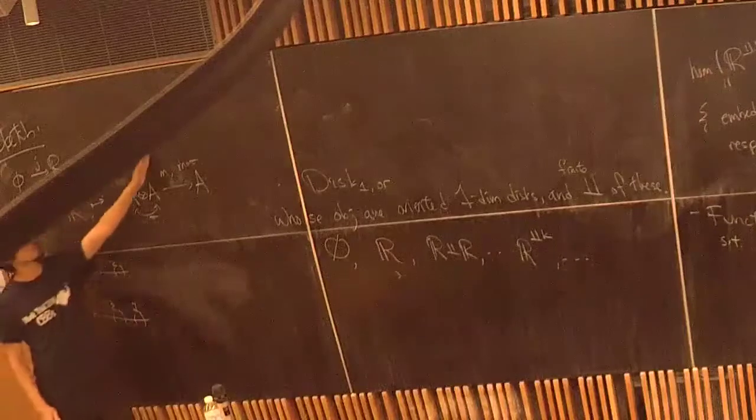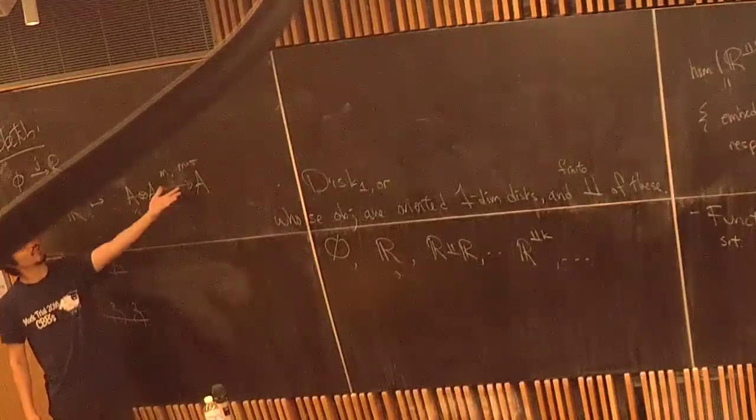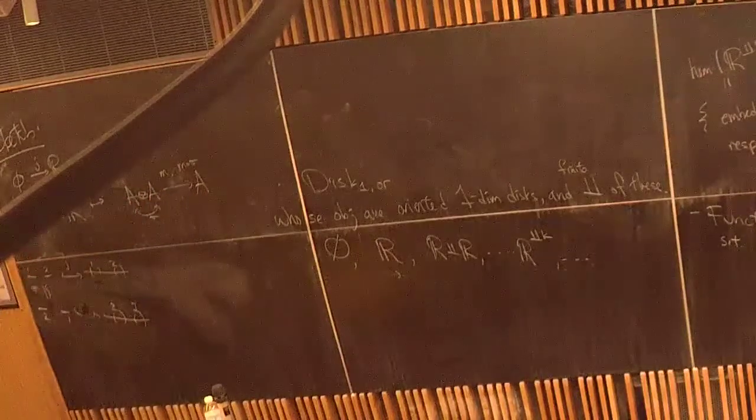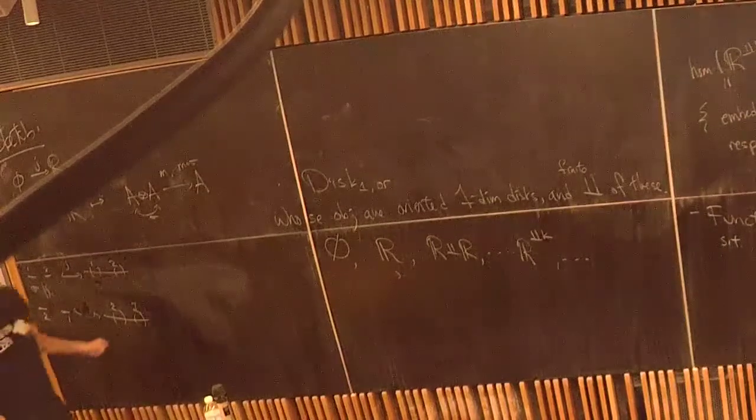So evidently you see a unit map, you see a multiplication map, and now I need to verify the properties of that being a unit and this multiplication being associative. Okay. You guys have a preference?